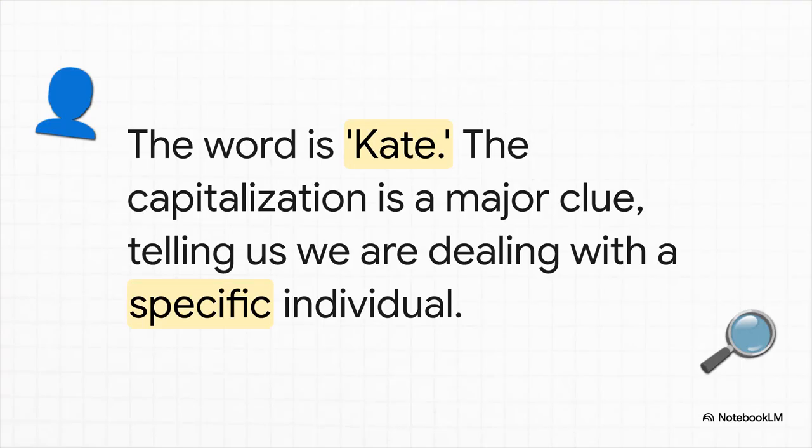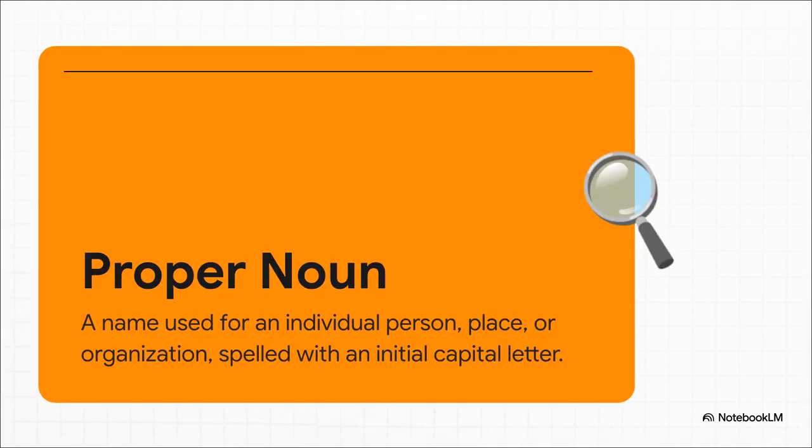And right away we get our first major clue, the capitalization. That capital K is a dead giveaway. This isn't just some random word, it's a specific identifier. We know right off the bat we are dealing with a distinct individual who's been given a name. So, grammatically speaking, this is a proper noun, and all that really means is that it points to a specific, unique entity. That's our first solid fact. This story is about one particular being, and that being's name is Kate.